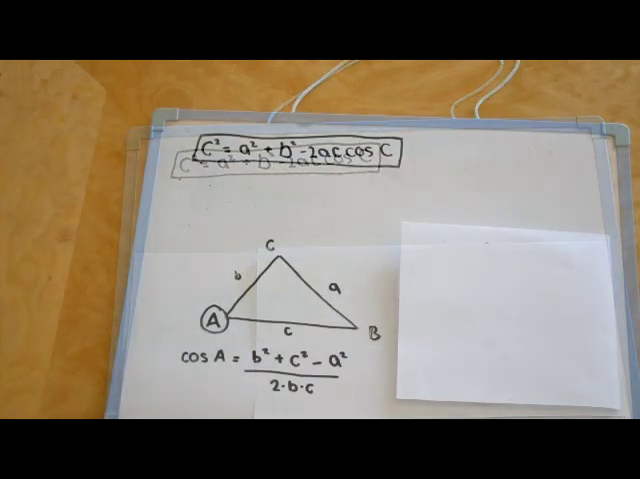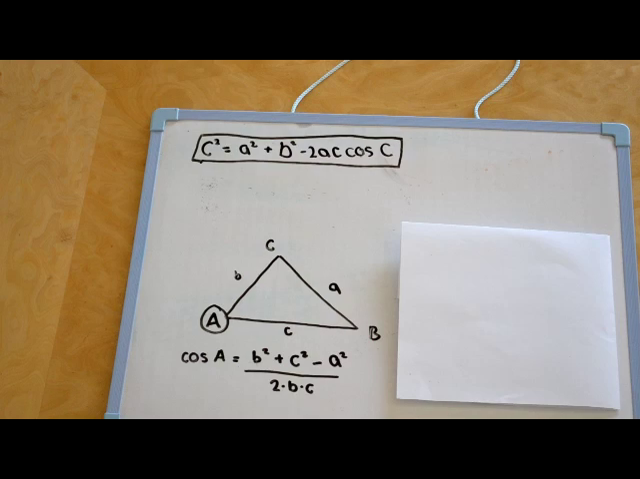So a good way to not get confused with the variables is to think of it as this. If you are solving for angle A, using the alternative form, you will be plugging in the other 2 adjacent sides, b squared plus c squared minus a squared, all over 2 times the product of the other 2 adjacent sides.